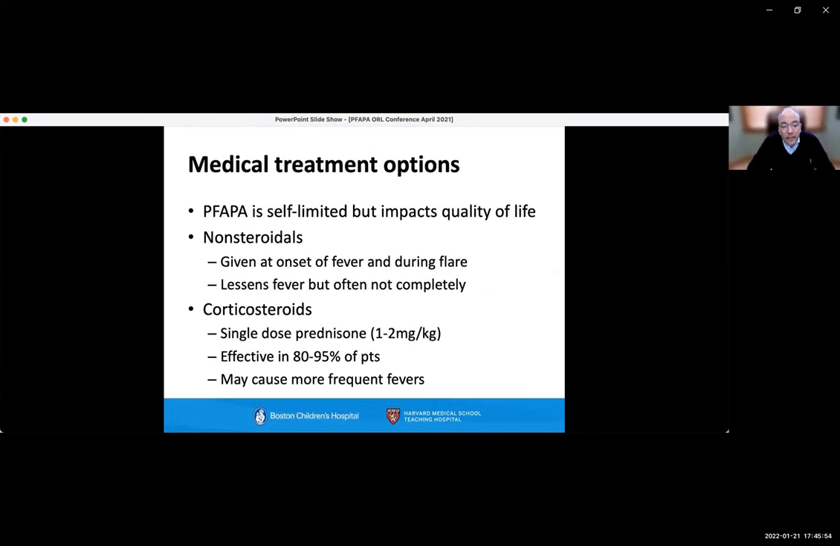Medical treatment: PFAPA is definitely self-limited, but can significantly impact the quality of life of the patient and also the family. We give non-steroidals at the onset of a fever and during a flare, and this will typically lessen the fever, but not completely. Corticosteroids are very effective, and a single dose at 1 milligram per kilogram will abort the fever cycle in 80 to 95% of patients. However, it may cause the fevers to become more frequent.